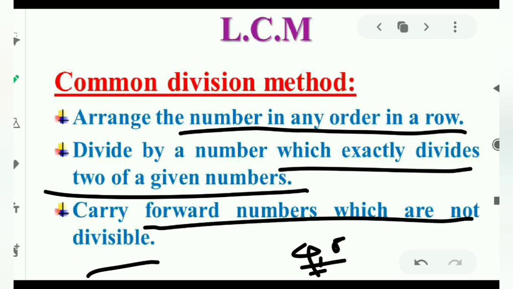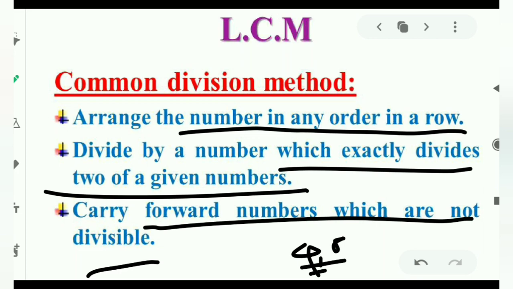Let me quickly explain one more time. First step, we write the given numbers in a row. In the second step, we find whether any two numbers have some number as a common factor. If so, we divide the whole row by that factor, and carry forward the numbers which are not exactly divisible by it. Then we repeat the procedure until we don't have any two numbers with a common factor, and we stop the procedure.